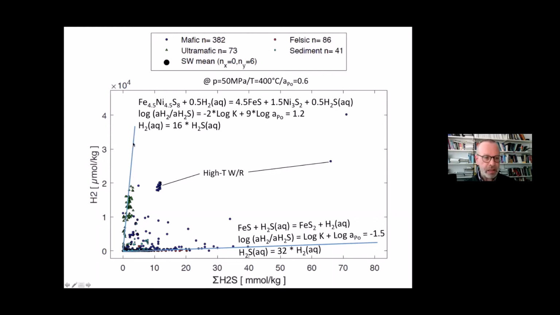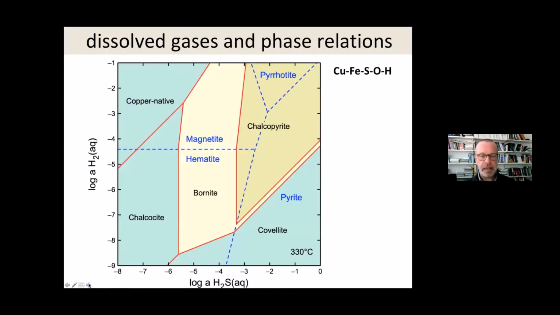Okay, this is low sulfur fugacity, and this is high sulfur fugacity. All these ones down here have something to do with pyrite. These ones don't, because pyrite is a high sulfur fugacity phase. So this gets me to the next section of my lecture, where I'll be showing you phase diagrams, and it's just going to be the same one over and over again.